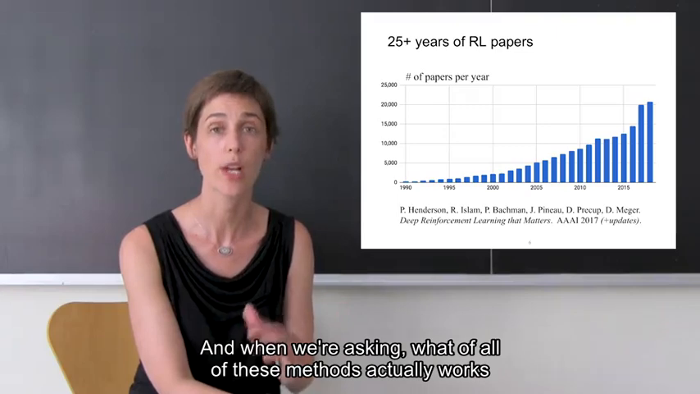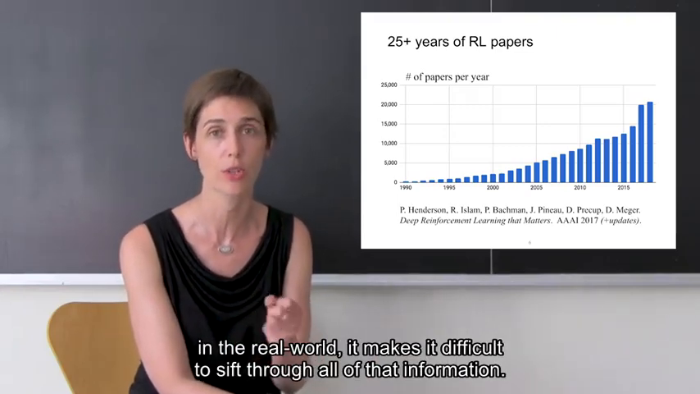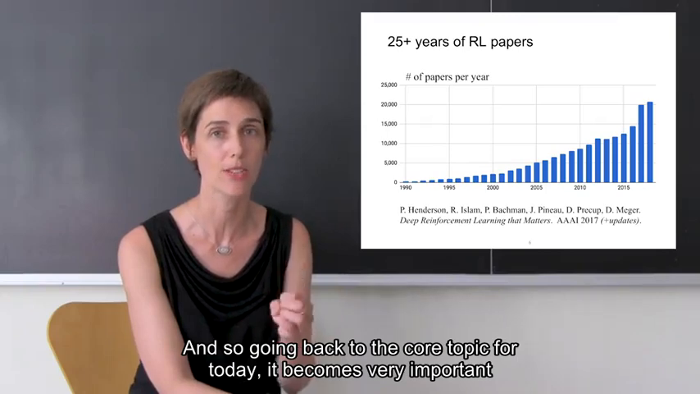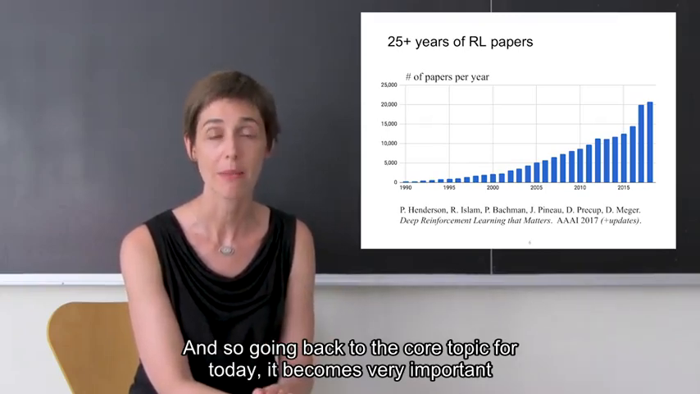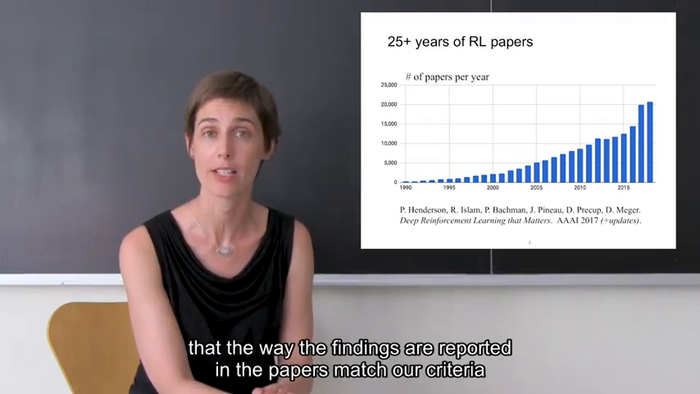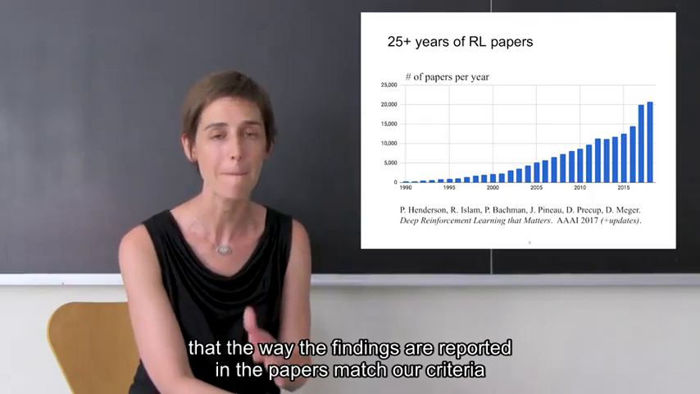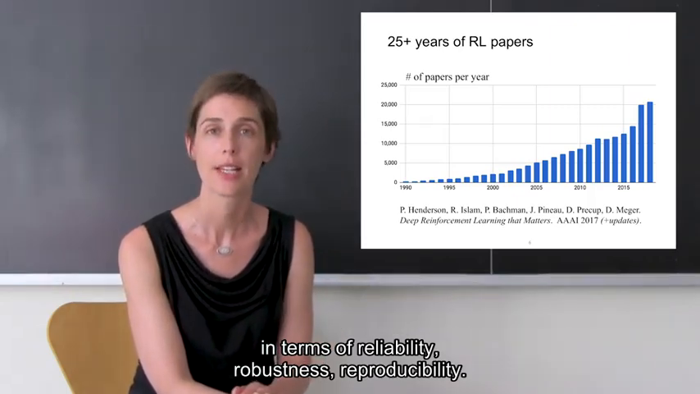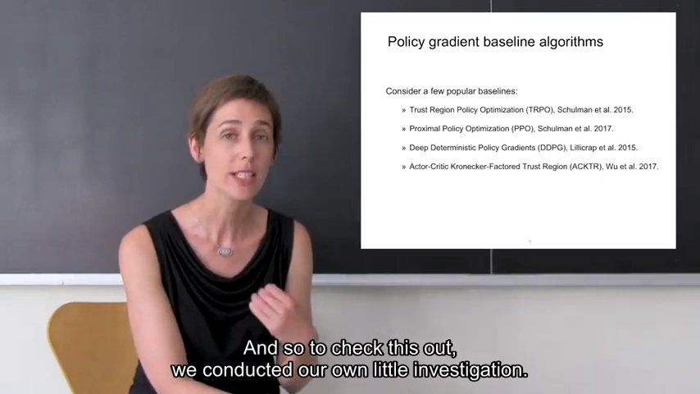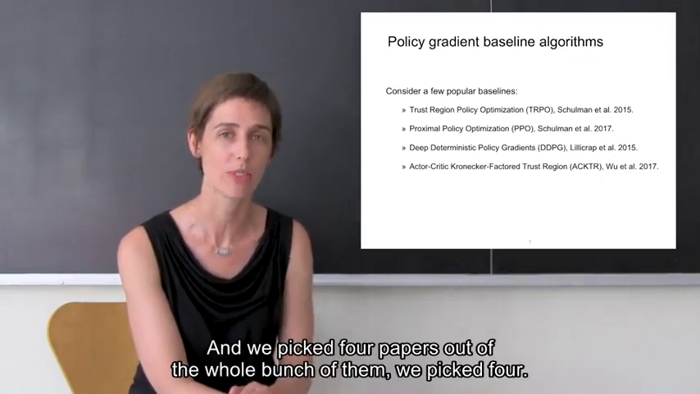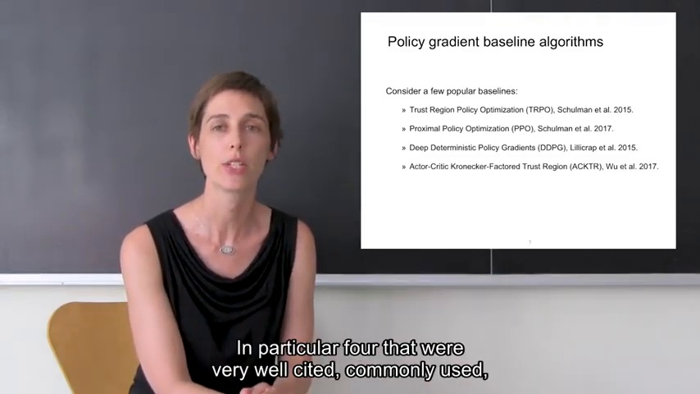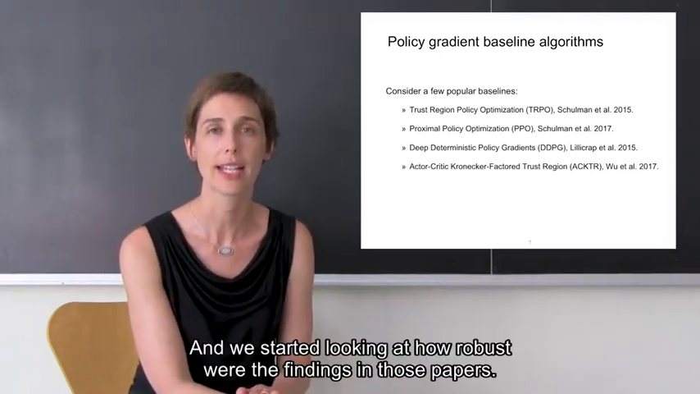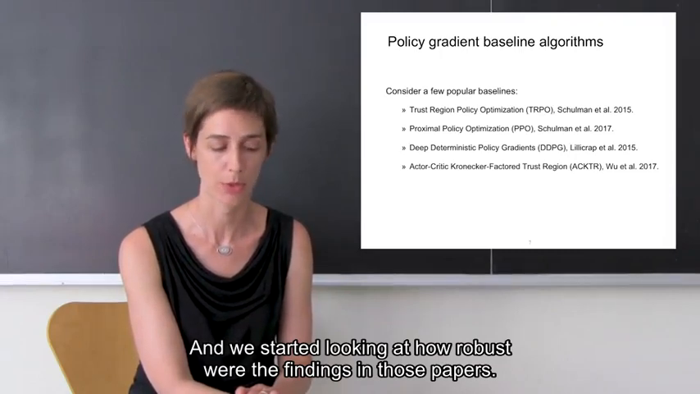And when we're asking what of all of these methods actually works in the real world, it makes it difficult to sift through all of that information. And so going back to the core topic for today, it becomes very important that the way the findings are reported in the papers match our criteria in terms of reliability, robustness, reproducibility. To check this out, we conducted our own little investigation, and we picked 4 papers out of the whole bunch, in particular 4 that were very well cited, commonly used, and had code available, and we started looking at how robust the findings in those papers were.